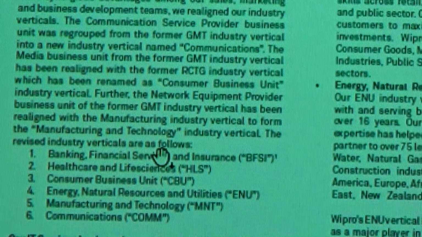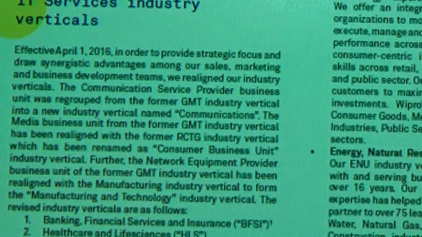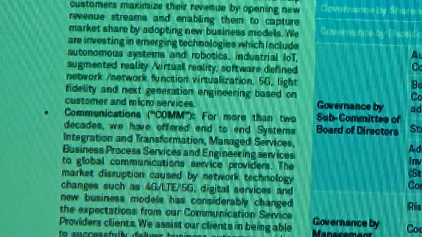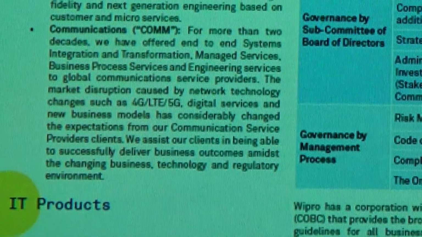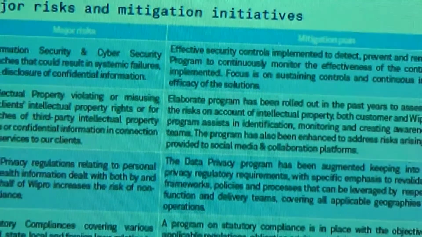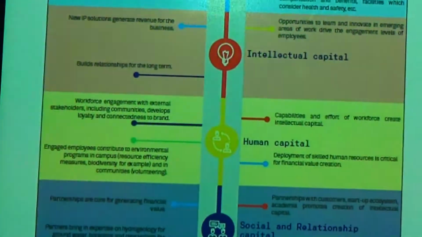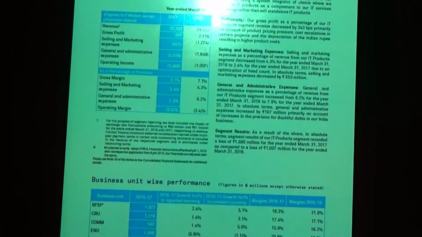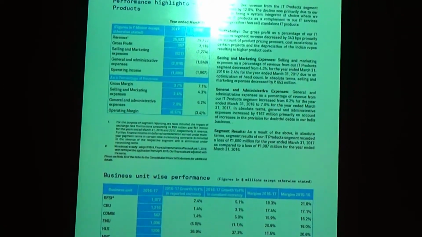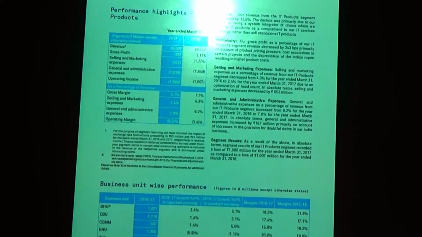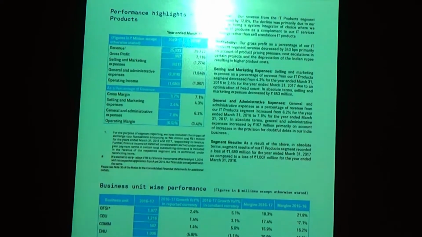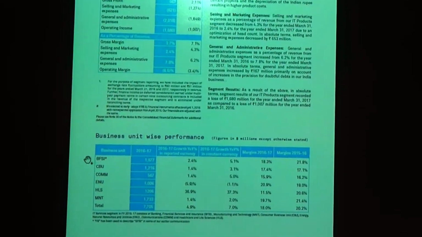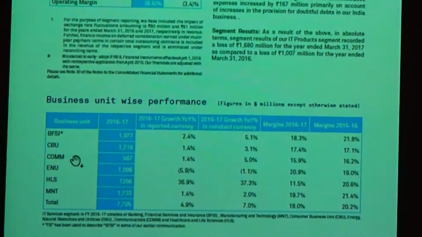Also, we have to look at their products, what kind of products they are offering to these clients. We can look at the products offered by Wipro, and the annual report. The annual report is important, as it gives the entire performance. Now you can see the bifurcation of all six segments, how much revenue they are bringing in total.